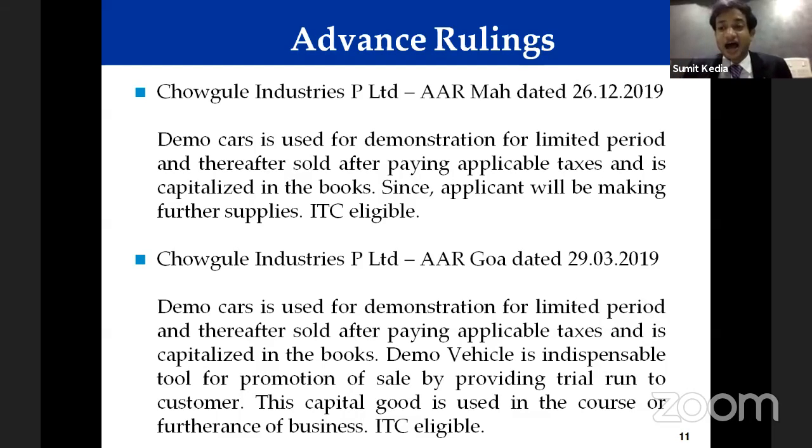Here, the answer in both the rulings, in both the states, was the same, that ITC will be allowed. But incidentally, the reasoning given in the advance ruling was different. The logic given by the Maharashtra AR was altogether different from the reasoning given by the Goa AR as to why credit should be allowed. But the answer was the same. It said credit will be allowed.